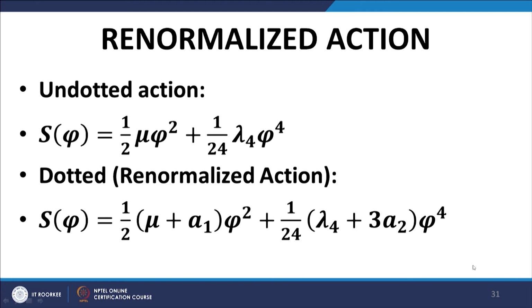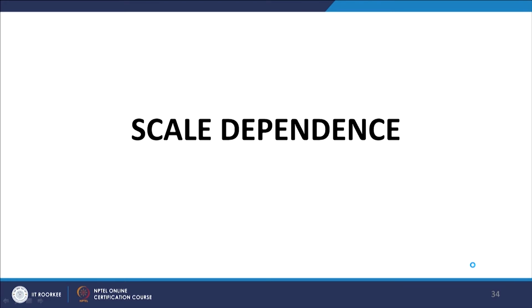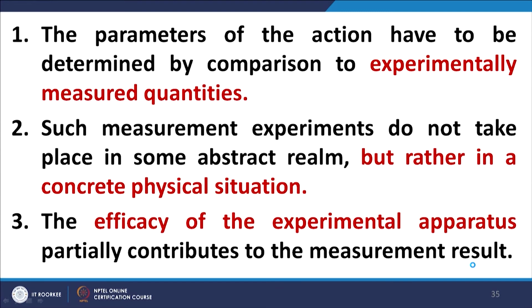So, in a sense the fact that mu and a1, lambda 4 and 3a2 occur in pairs invariably essentially enables us to do a kind of renormalization to get out of a situation where the loops A1 and A2, the collection of loops represented by A1 and A2, show divergent behavior. Right. Now, let us explore the concept of renormalization a bit further.